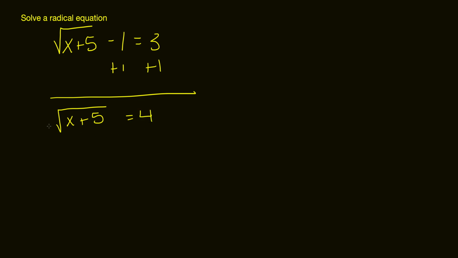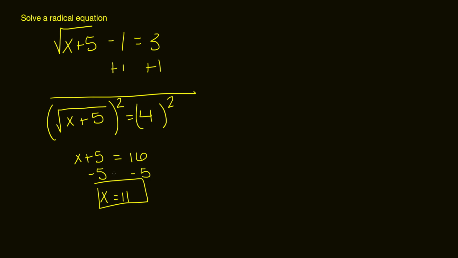Okay, so one rule that I know is that when I do something to one side, I have to do it to the other. In this case, I'm going to square the left side, so I'm going to have to square the right side. What I'm left with is x plus 5 equals 4 squared, which is 16. All right, so now it's pretty straightforward from here. I isolate x by subtracting 5 from each side, and I get x is equal to 11. So the solution to the radical equation is 11.